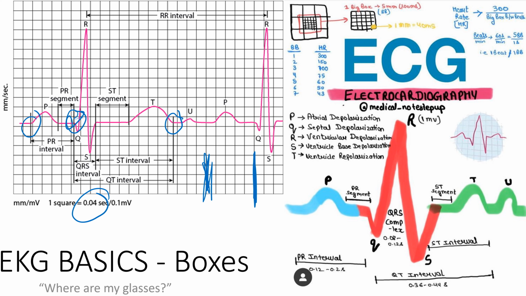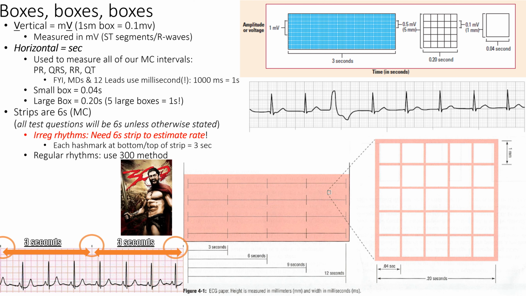If they're increased, what does that mean? And what am I going to do about it? If the QT is prolonged, what am I going to do about it? Okay, so again, going up and down is 0.1 millivolts per small box, left and right is in seconds, right? So PR, QRS, what's RR? It's respiratory rate. What the heck is that? What the heck is an RR?